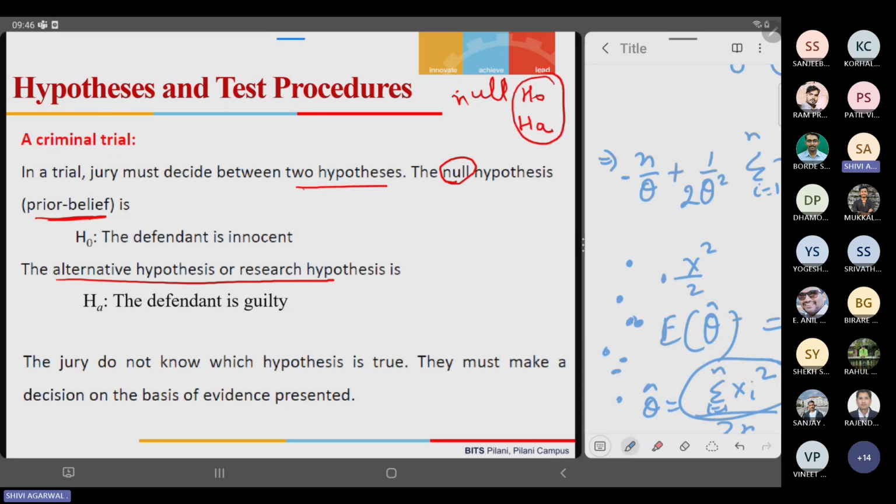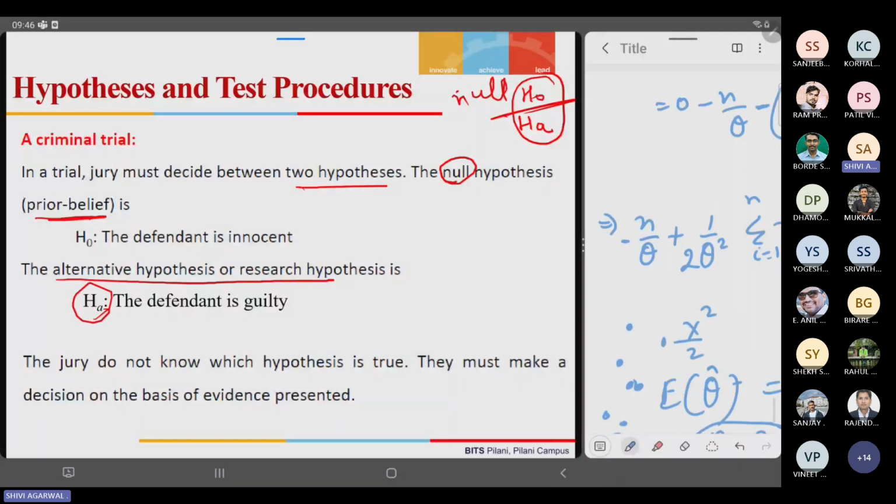Okay, so the null hypothesis means what? That is the prior belief. But what is the new claim? That is based on the HA base. So the prior belief is that the defendant is innocent, but the new claim is what? The defendant is guilty. Okay. So now we are presenting some evidence for the new claim.